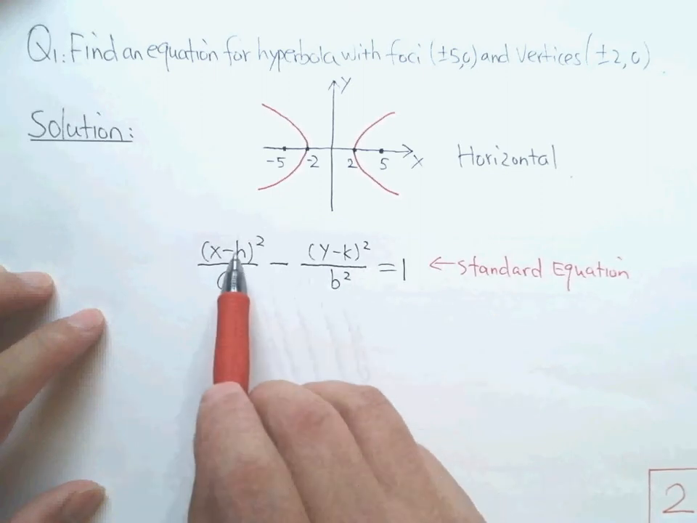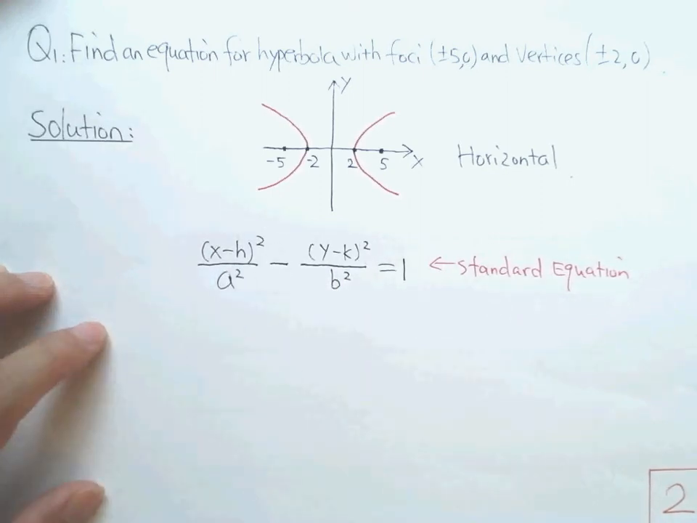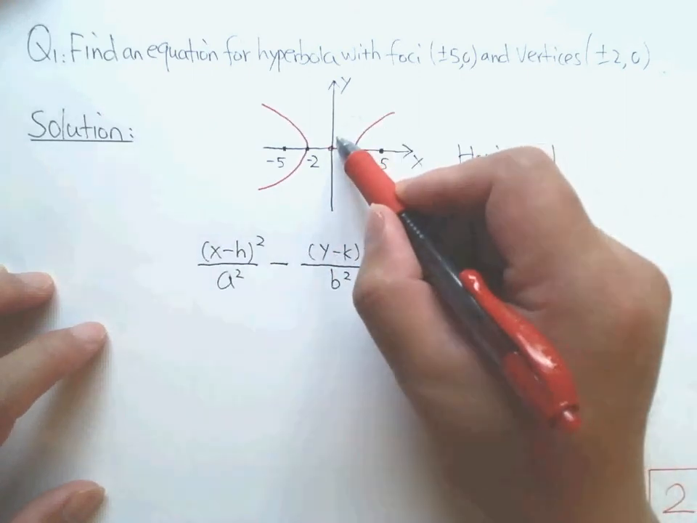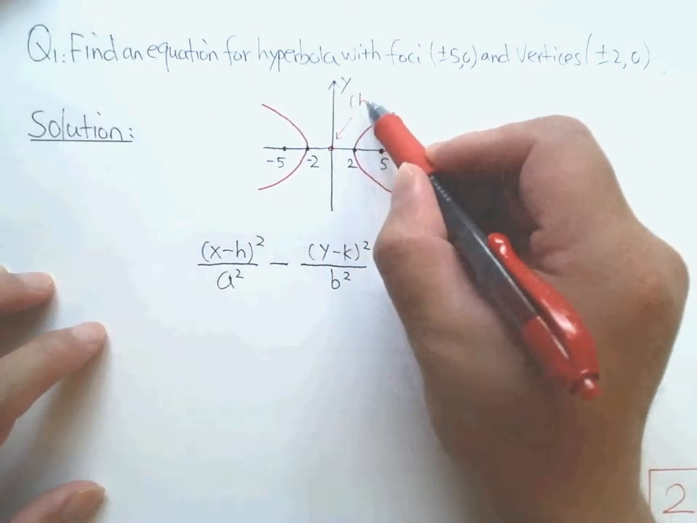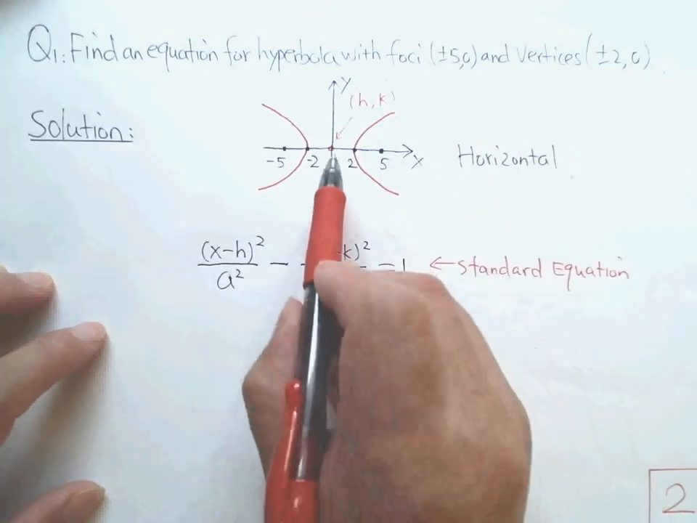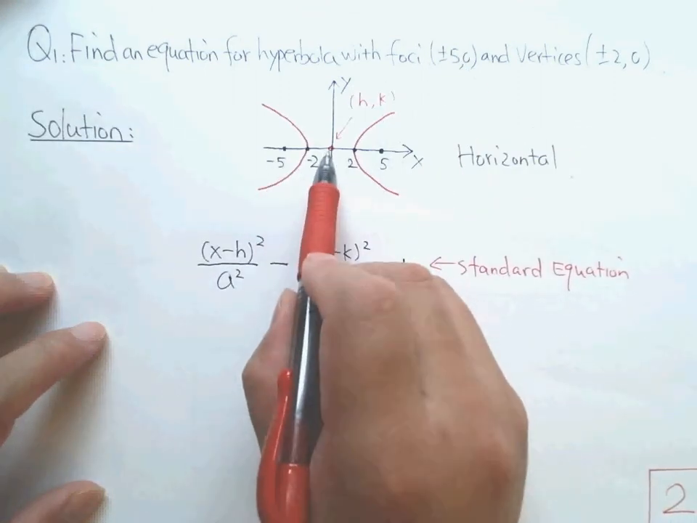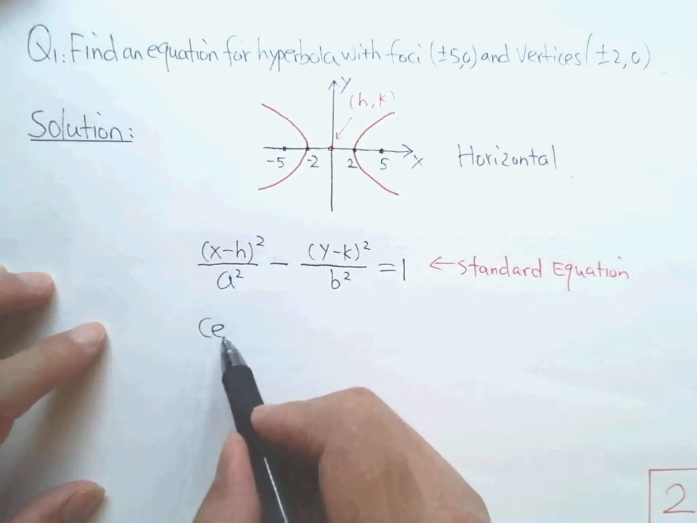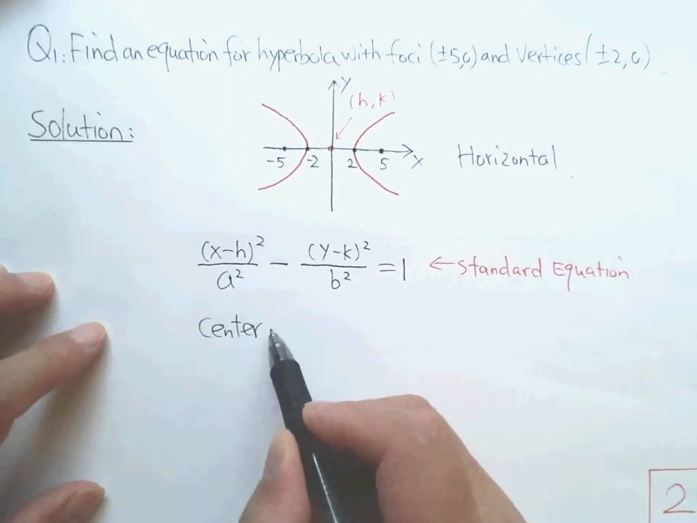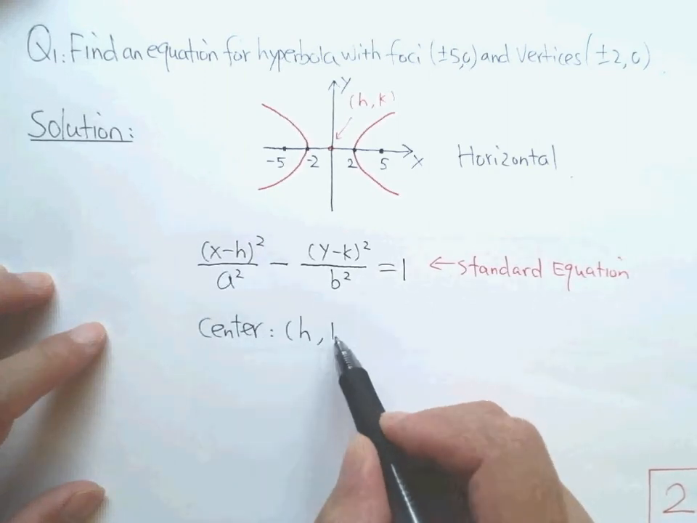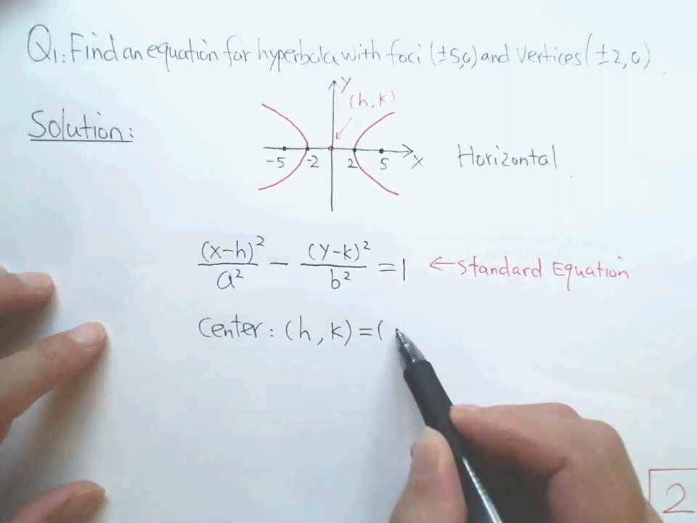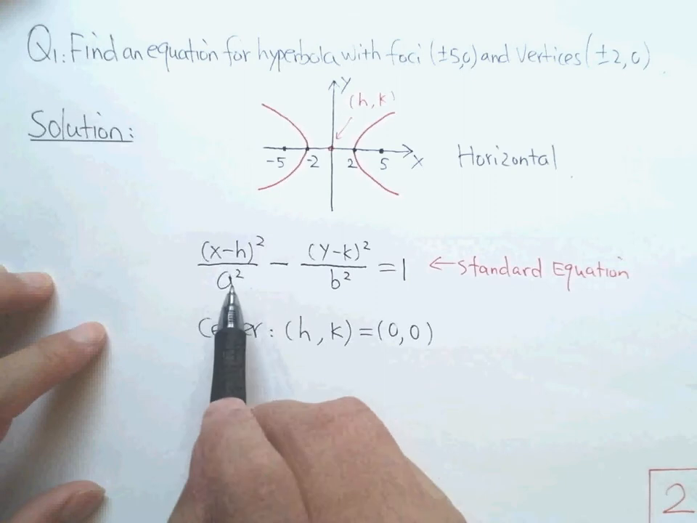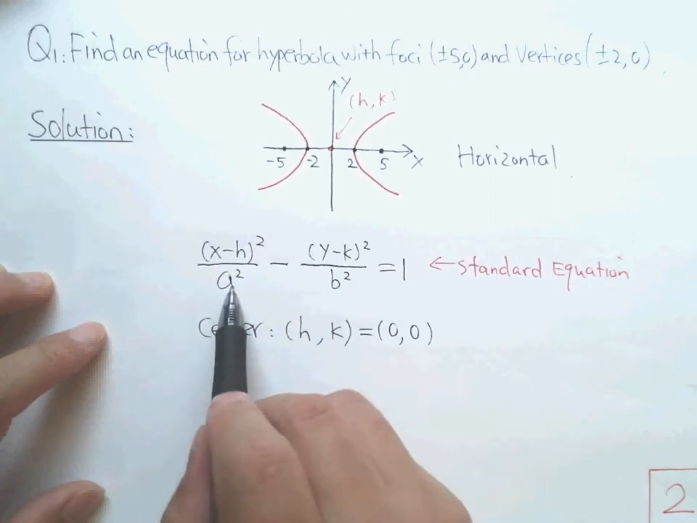Now we need to find the parameters a, b, and h, k. I'll find h, k first. What is h, k? It's the center, easy to find. By symmetry, this should be 0, 0, the origin. Good, so we find the center: h, k equals 0, 0.